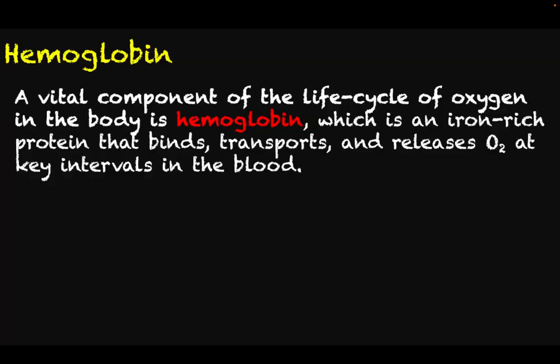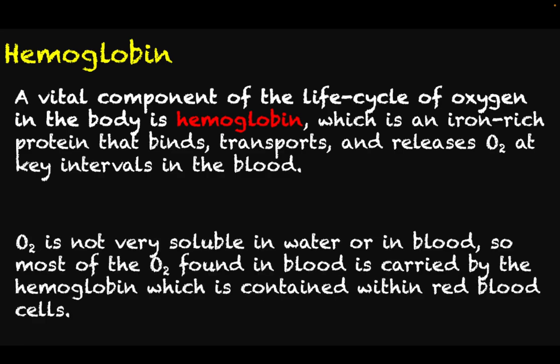So the last thing I want to talk about in part one of this video is hemoglobin. A very vital component of the life cycle of oxygen in the body is hemoglobin. This is an iron-rich protein that binds, transports, and releases oxygen at key junctures in the life cycle of oxygen in the body.